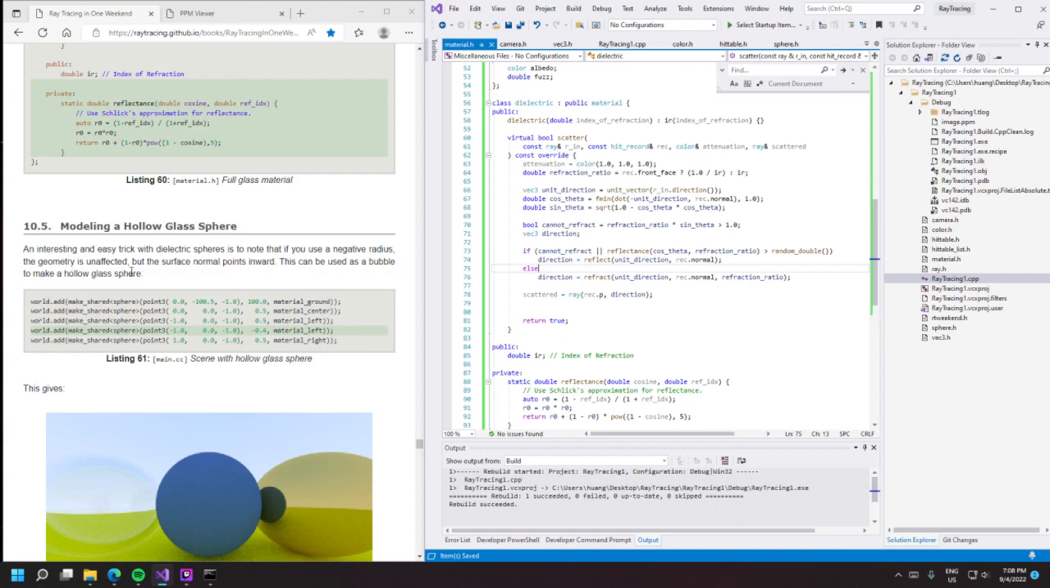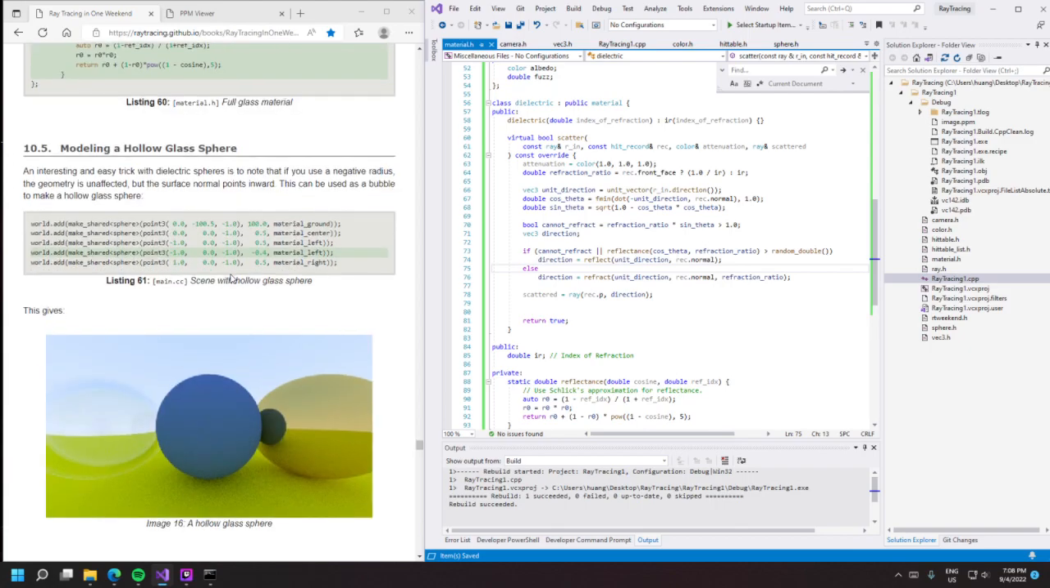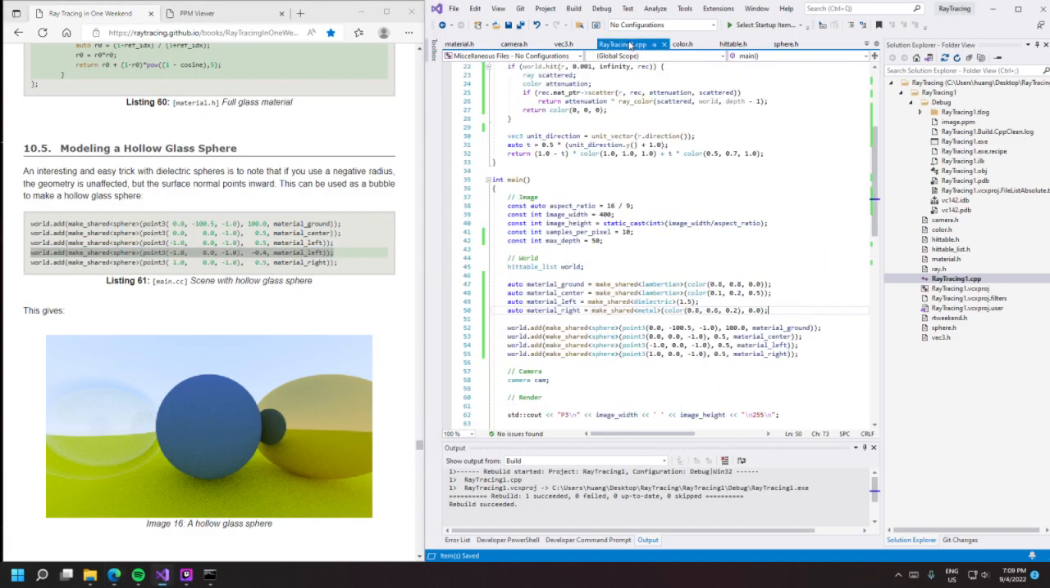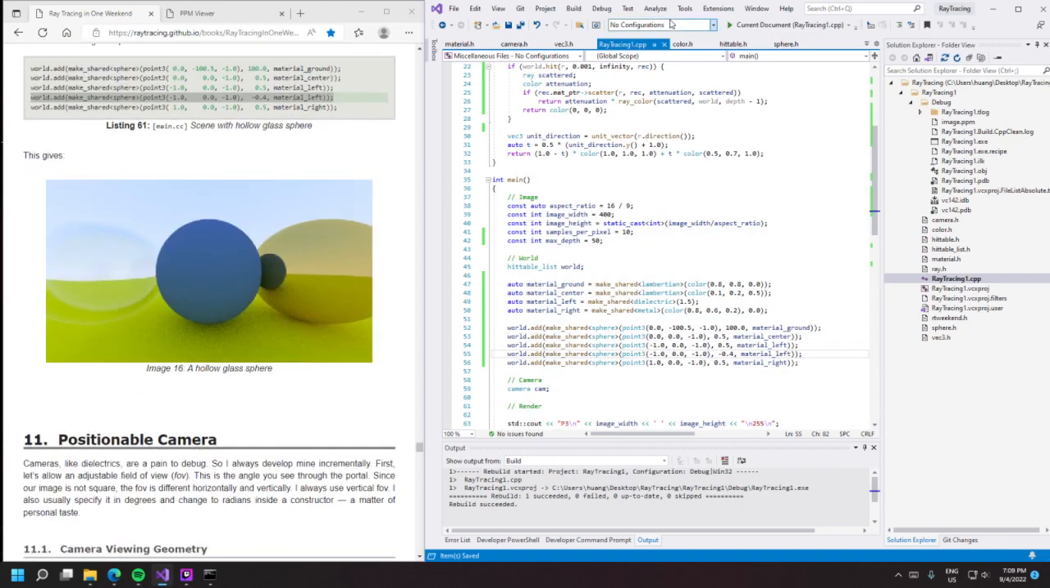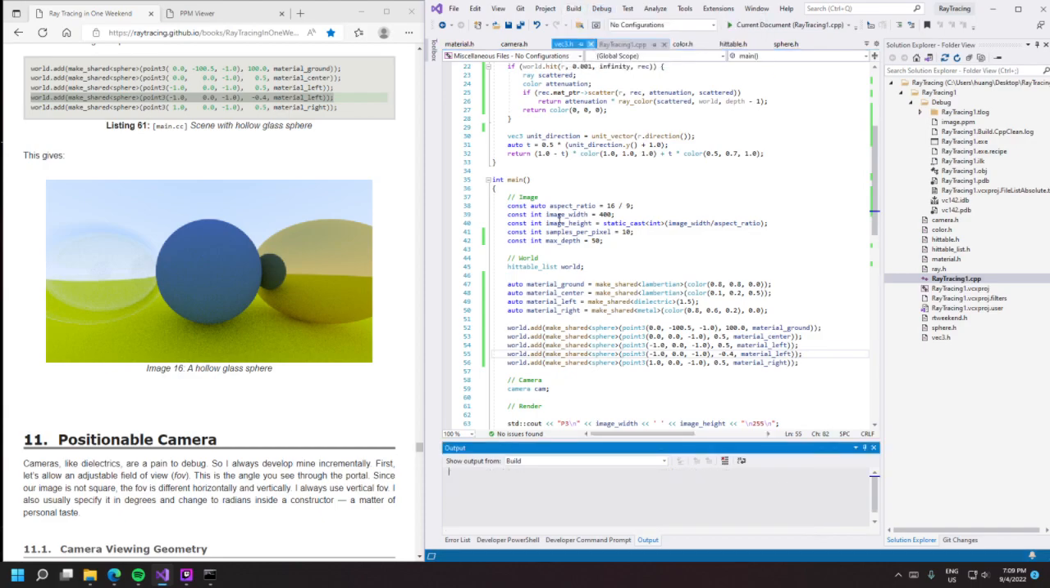One interesting and easy trick with dielectric spheres is that if you use a negative radius, the geometry is unaffected, but the surface normal points inward. This can be used as a bubble to make a hollow glass sphere. Let's see. So we are adding another thing to our world. This is the fourth object. Yes. And this gives the hollow glass sphere.